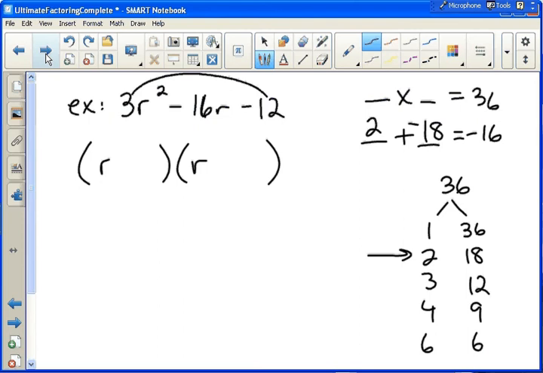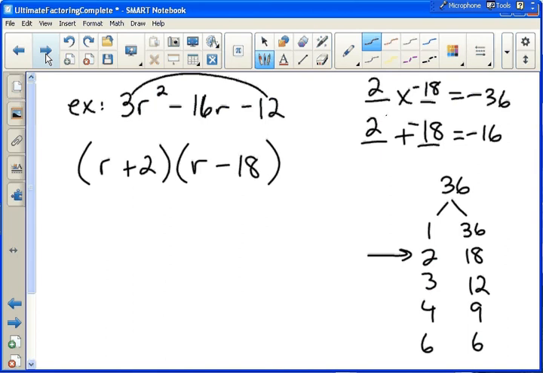Apologize, I should have written negative 36 there because it was 3 times negative 12. So that does work. 2 times negative 18 is negative 36, and 2 plus negative 18 is negative 16. So I put a positive 2 and a negative 18 in. Excuse me, negative 18. Very sorry, negative 18. So a positive 2 and a negative 18 go in.